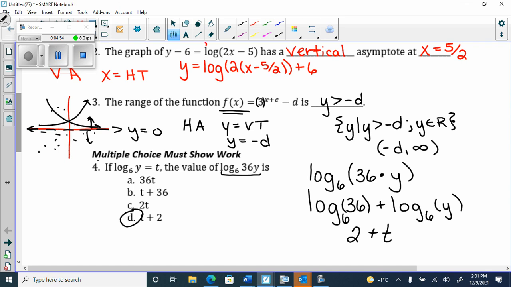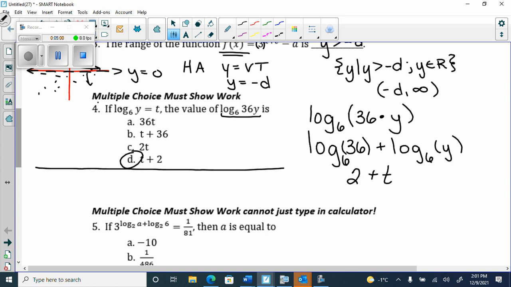Now I want to change the question up a little bit. Now instead of giving you 36y, I want you to do this exact same question, but I want you to do it with log base 6 of 36y cubed. Try it out. Same information, log base 6 of y equals t. But I want you to figure it out with that. No spoilers. So do that.